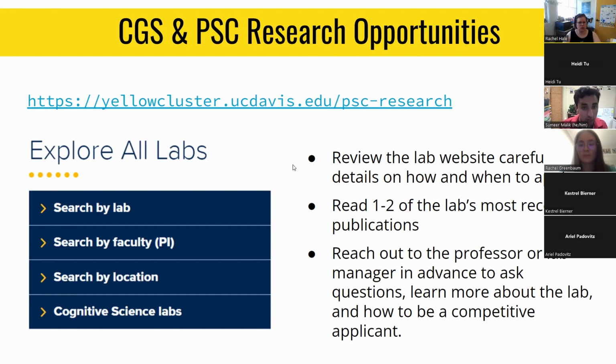So you can go on here and look at all the different labs. You can search by the different lab, or you can search by the faculty, or you can search by where they're located. So we have some labs that are in Young Hall on the main campus. We have some labs that are off campus, kind of on the other side of town. We have some labs that are in Sacramento at the Mind Institute. So there's lots of different locations for those.